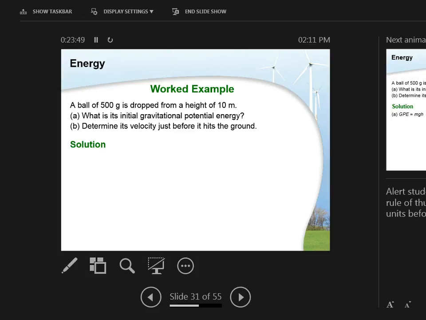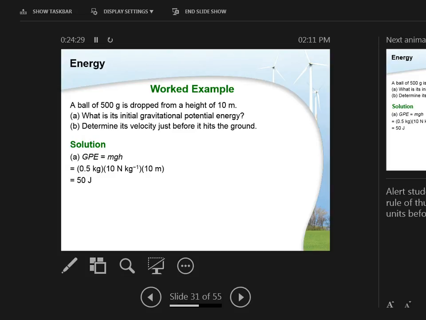What is the initial gravitational potential energy? What should we use? What should we use? What did I say about you guys writing MGH only? You must write GPE equals to MGH. Then check that everything is in SI units. Is this SI unit? No. So change it to half kilogram. Okay? So GPE equals to MGH. M, half kilograms. G is 10 newtons per kilogram on Earth. And the height 10 meters, so 50 joules.